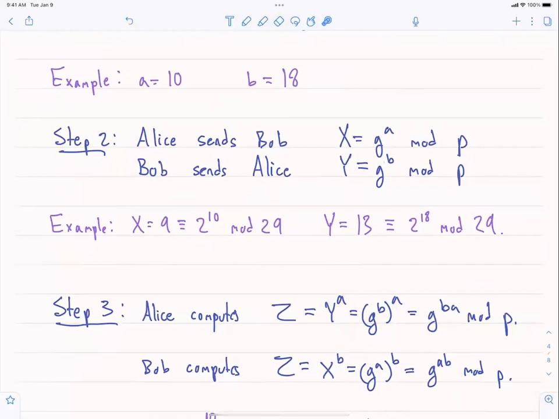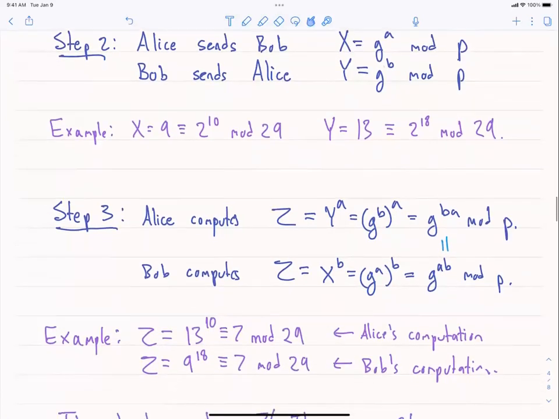On the other hand, Bob can compute X to the B, because Bob knows X because everyone knows X. This went across public channels. And Bob knows B because that's his secret private number. And so he can compute X to the B, but X, this was the thing Alice sent out, and she computed as G to the A. So X to the B is G to the A to the B. And again, using just the basic properties of exponents, that's G to the A times B. Okay, and G to the A times B is the same as G to the B times A. And then I just take this modulo P.